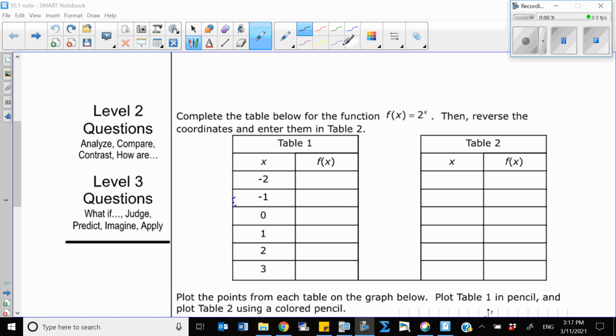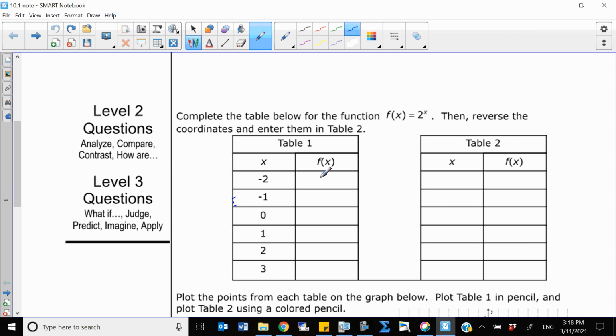So when x is equal to -2, f of x will be 2 to the power of -2. And we know that this is 1 over 2 squared because you flip the base in order to get rid of the negative power. So this will be equal to 1 over 4. Then we have x equal to -1. So this is 2 to the power of -1, 1 over 2 to the power of 1, and it's 1 over 2.